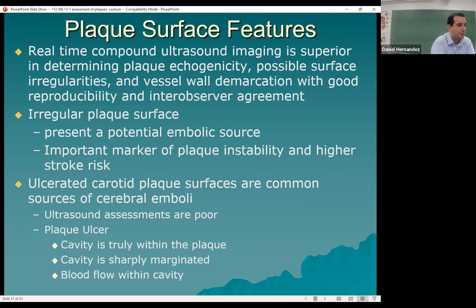You're going to describe its heterogeneity. Does it look heterogeneous versus homogeneous? And does the plaque look smooth versus ulcerated? So does the plaque look smooth or does it look irregular or ulcerated? Those are the two terms you could use, ulcerated or irregular. And then does it look heterogeneous versus homogeneous?